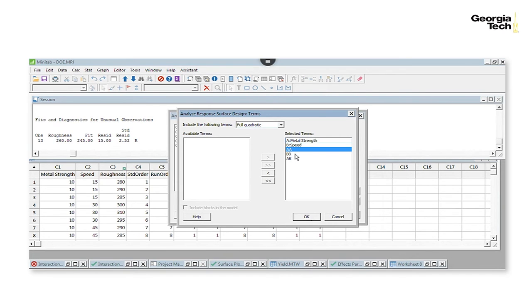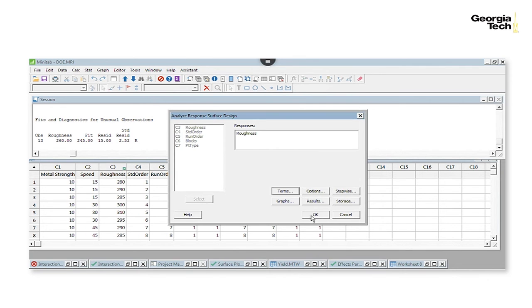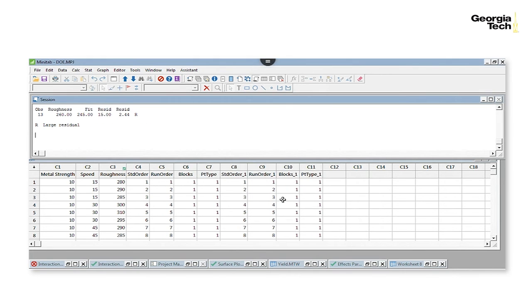Metal strength is at 2 levels, so we cannot calculate AA, the quadratic term, for 2 levels, so we can exclude that. For speed, we have 3 levels. We can capture the quadratic term, so we keep that, and we also keep the interaction. So we have the main effect or linear effect of A, linear effect of B, quadratic effect of B, which is speed, and the interaction. Push OK, and OK here.